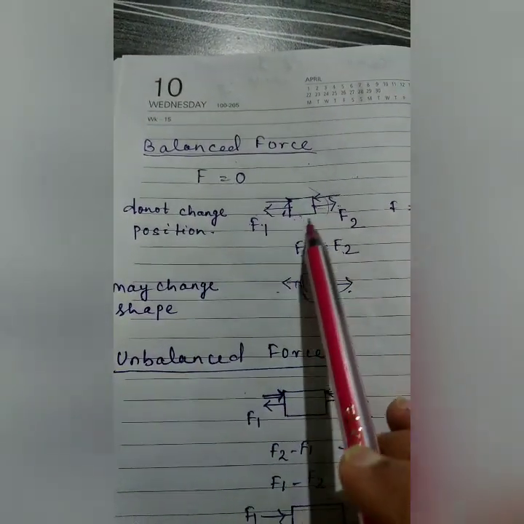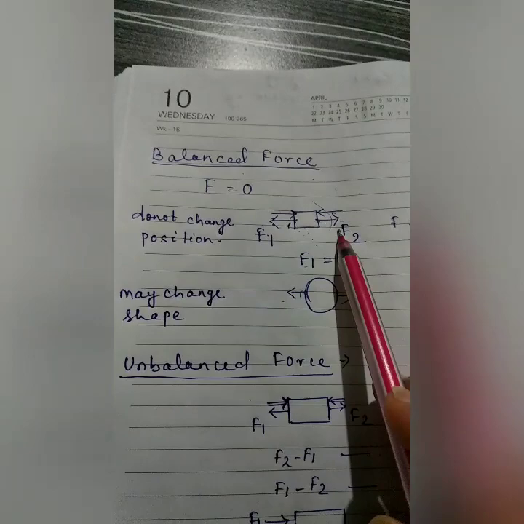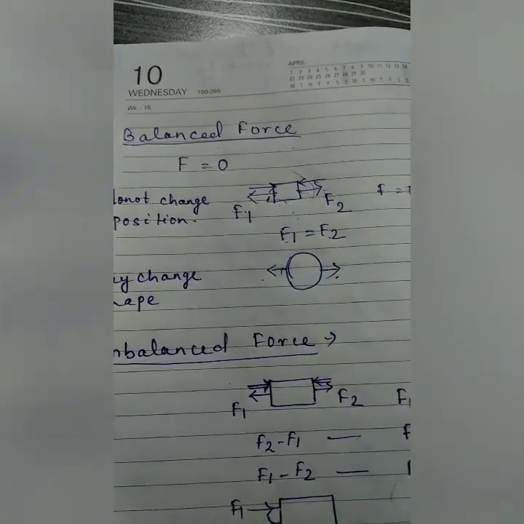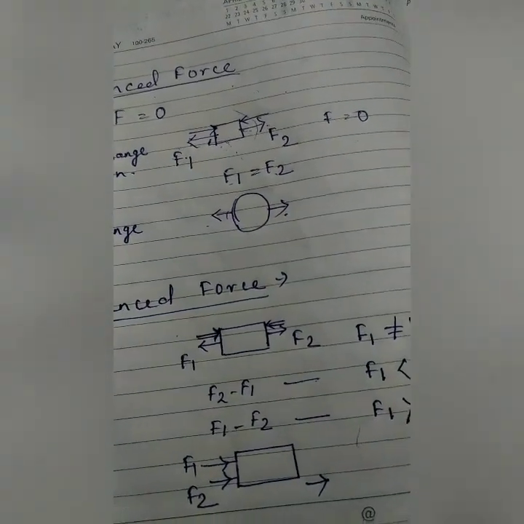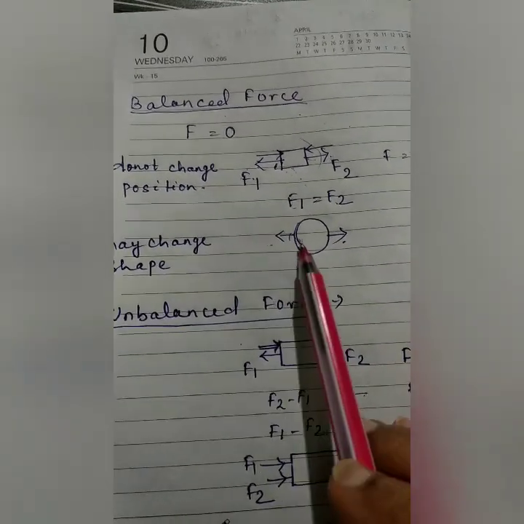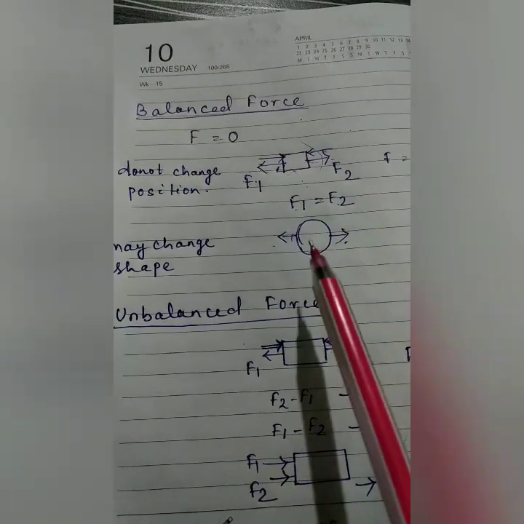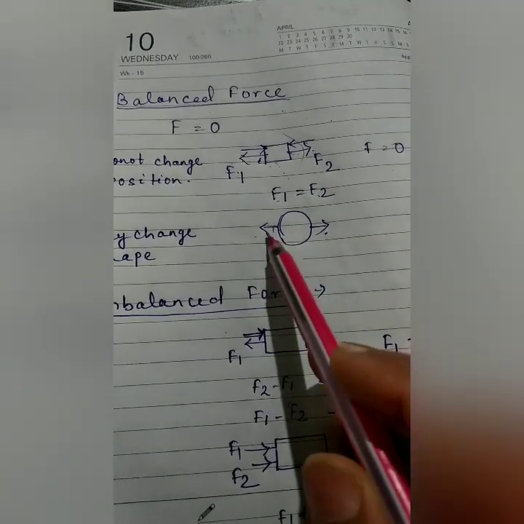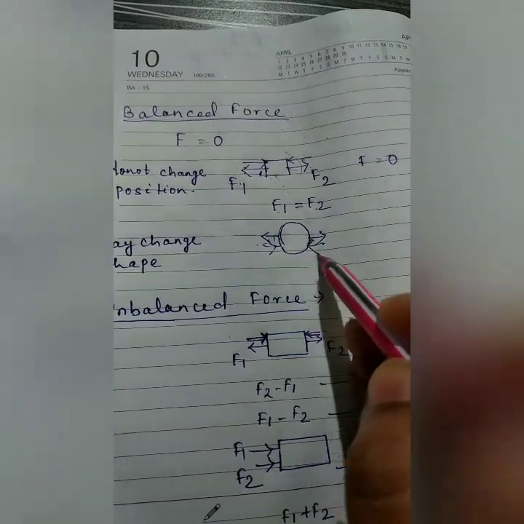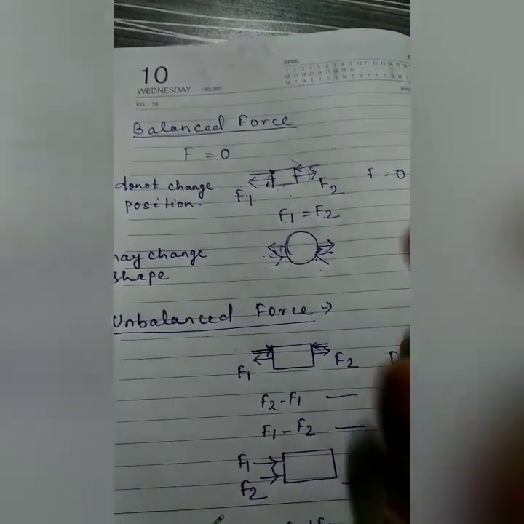So, the object will not change its position with respect to the surroundings or with respect to time, even though force is applied. Here you see two forces equal in magnitude but opposite in direction are applied and the net force is 0. But if you take a balloon or any soft material like a pillow and apply those equal forces in the opposite direction, either pulling or pushing, then it may change the shape and size of the object.